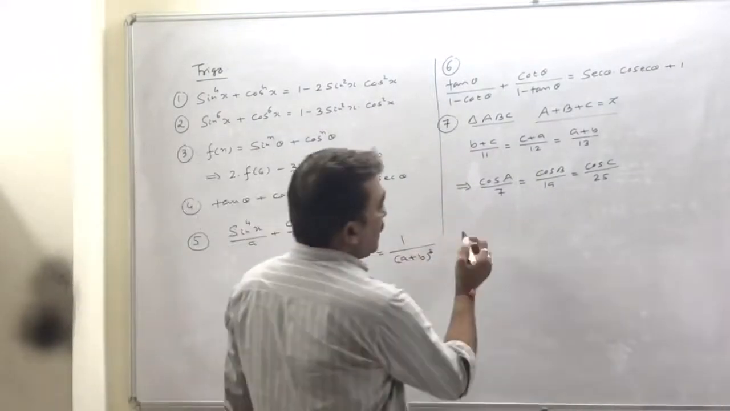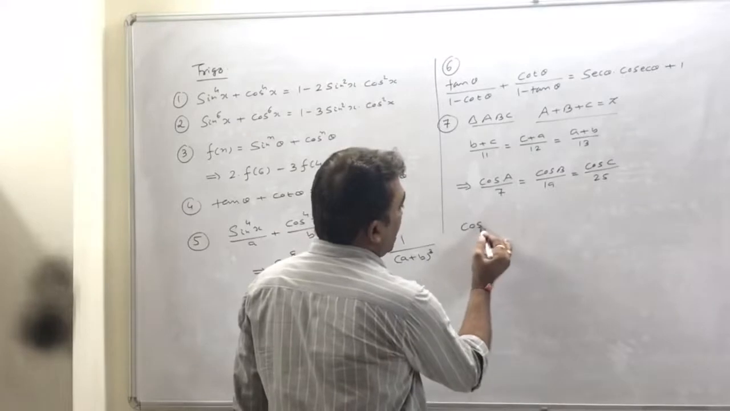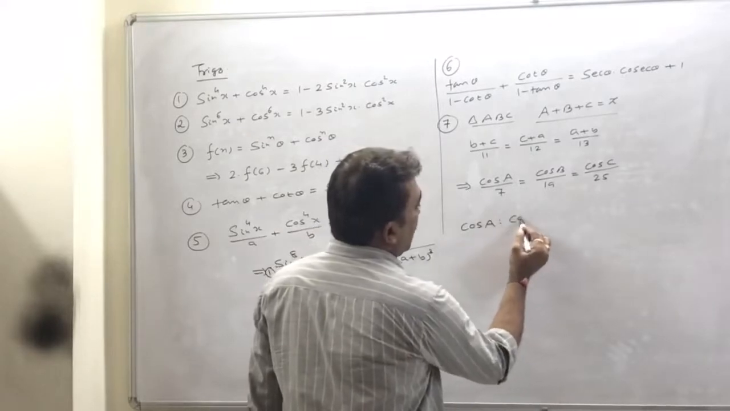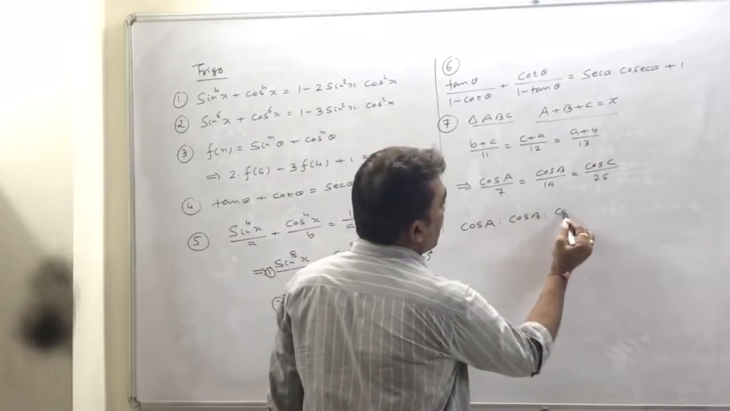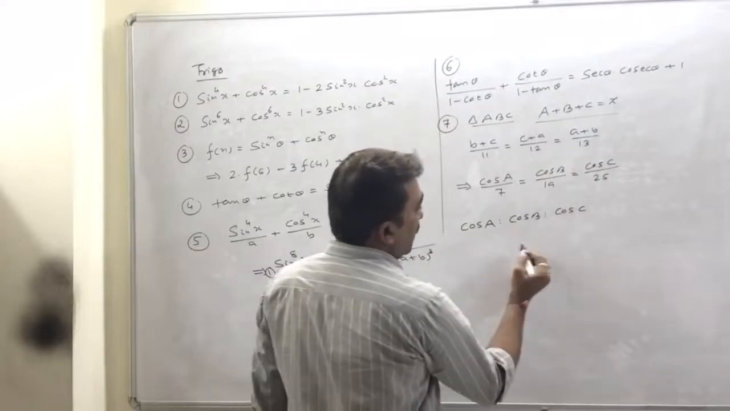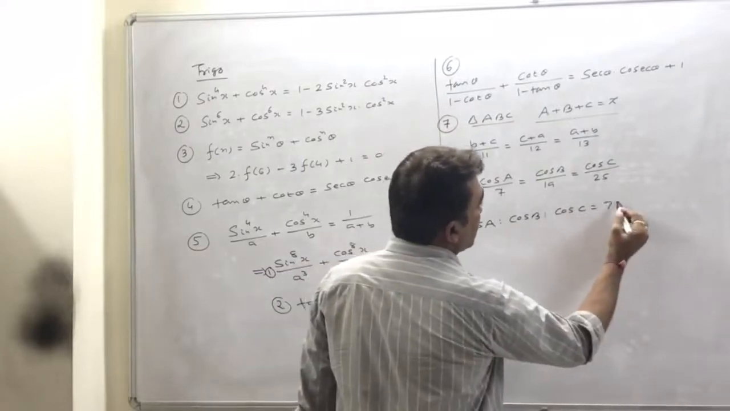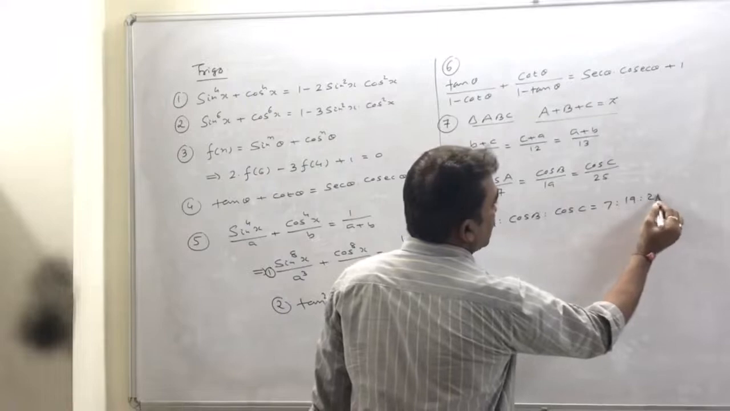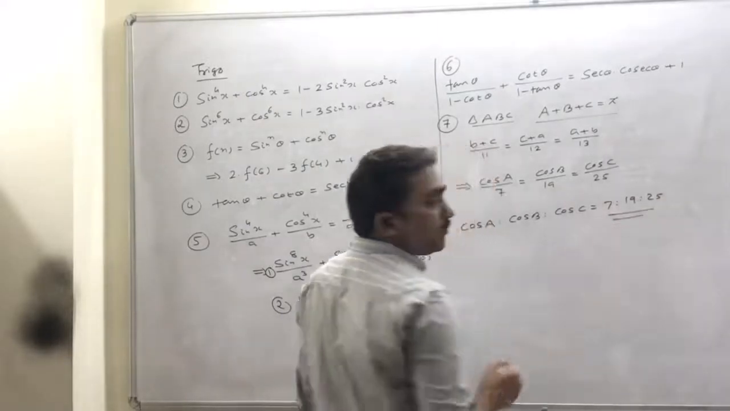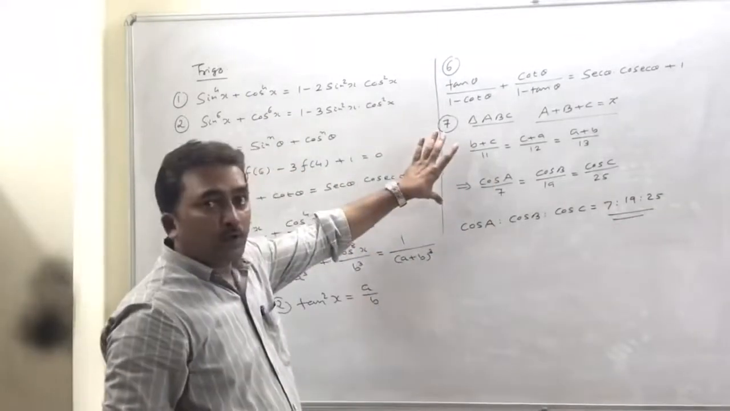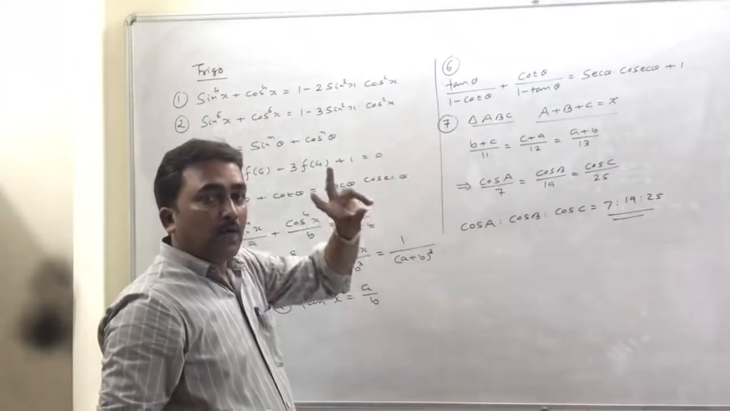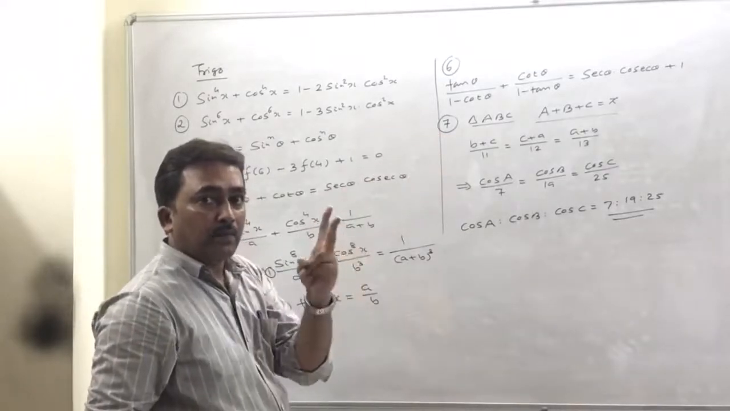And in JEE the question is like this: find out cos A is to cos B is to cos C, and in that case your answer is 7 is to 19 is to 25. Answer is this. Now in the proof of this, here we have to remember basic two formulas.